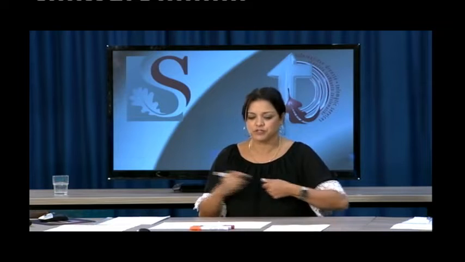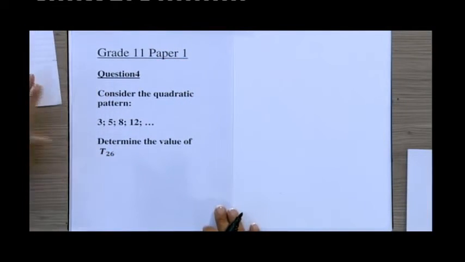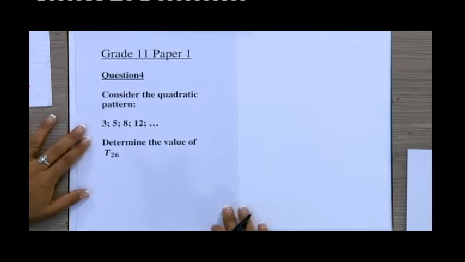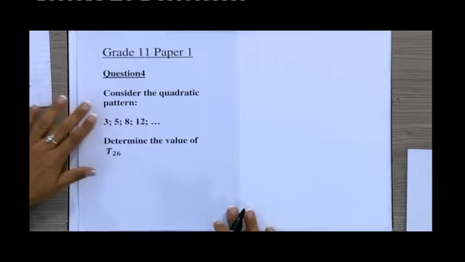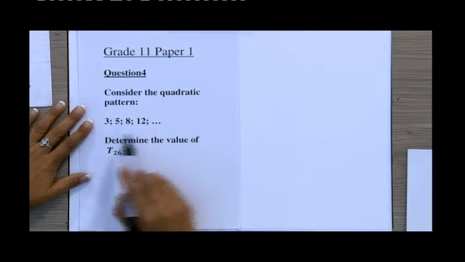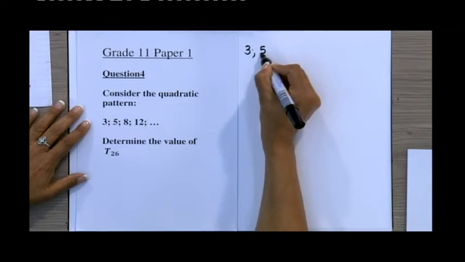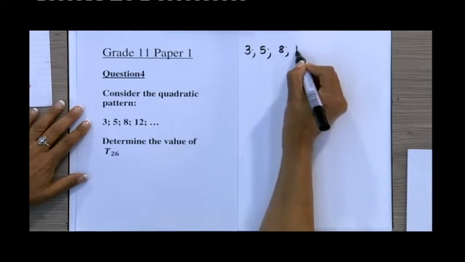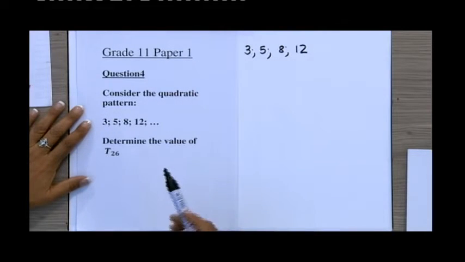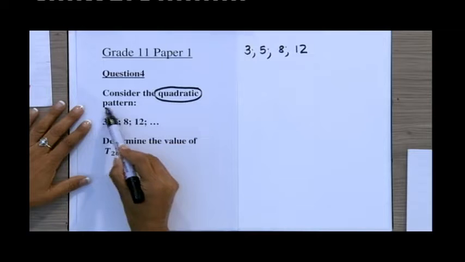So grade 11s, let's start with our first question. So I have question number 4. Remember, there's question 1, 2 and 3 obviously, but because of time constraints we can't do the whole paper, so I've chosen to start with question 4 first. And question 4 says that this is a quadratic number pattern. So I have 3, 5, 8 and 12.